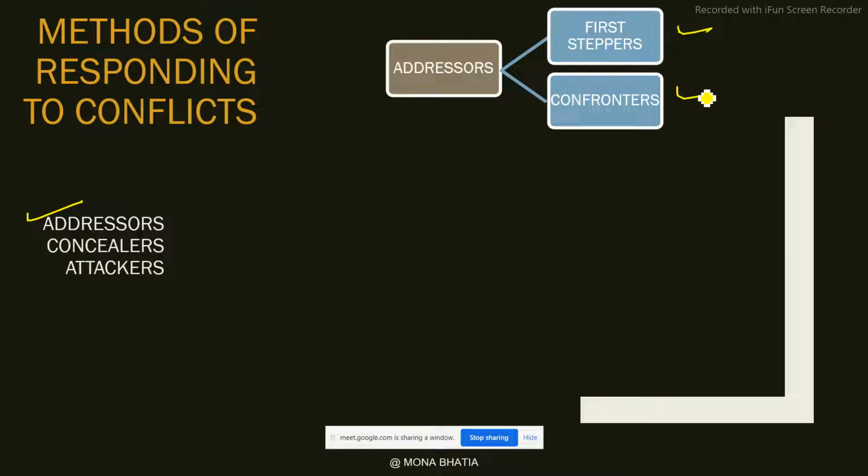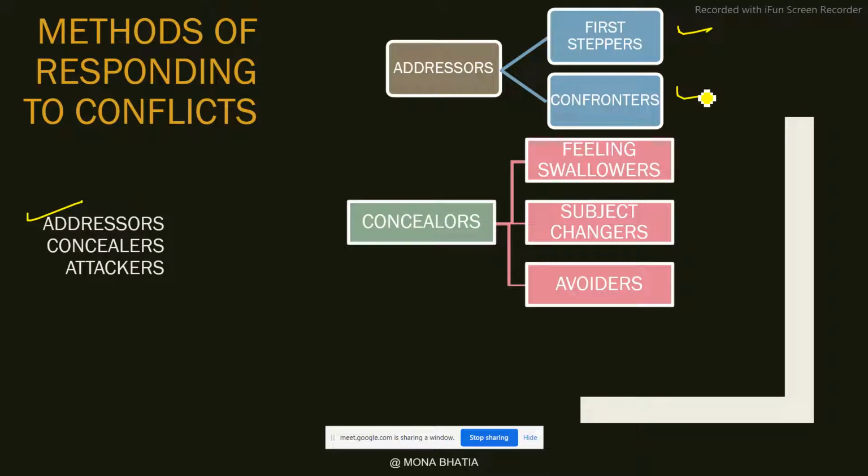Okay? Now, next important is the concealer. Concealers are also of three types. Concealers are those people who will not take any risk, and they will not say anything. They will hide their thoughts, their ideas, their feelings. So accordingly, concealers who conceal their innermost feelings can be of three types. They can be either feeling swallowers, subject changers, or avoiders.